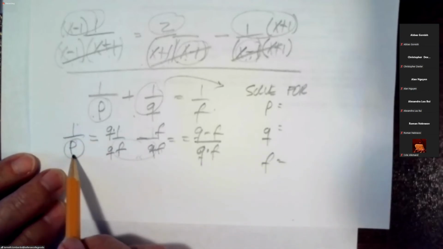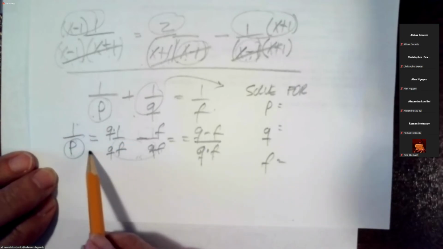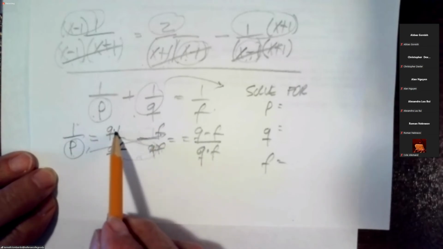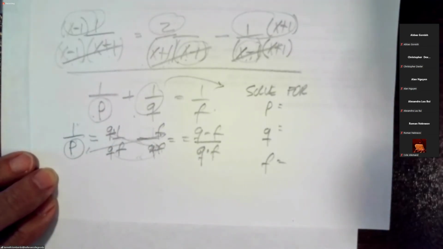But I want to solve for P, not 1 over P. So I'm going to cross multiply. Cross multiply says I go this way and this way. Is everybody familiar with the term cross multiply? Yes. Anybody not familiar with the term cross multiply?